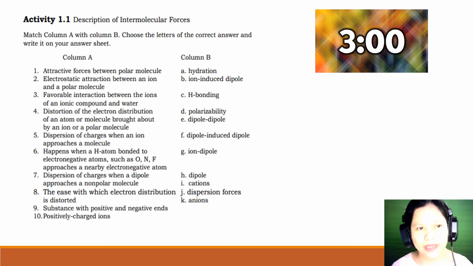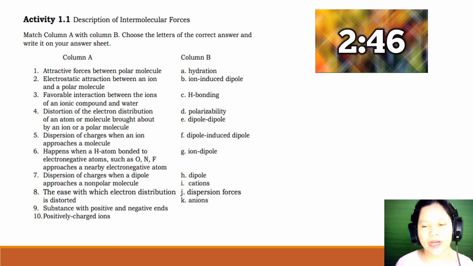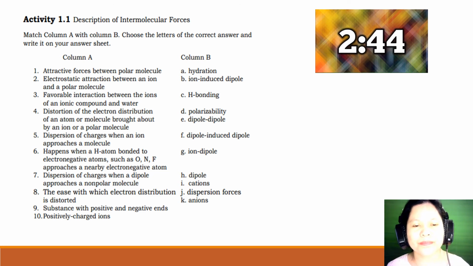Okay, for this activity, you have 3 minutes. You'll be identifying the description of intermolecular forces. So you have column A and column B. Column A are the statements and column B are the choices. You have 3 minutes to work on this. Just write down the letters of the correct answers.